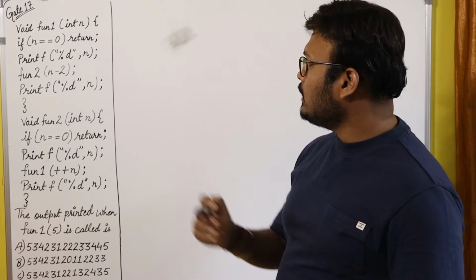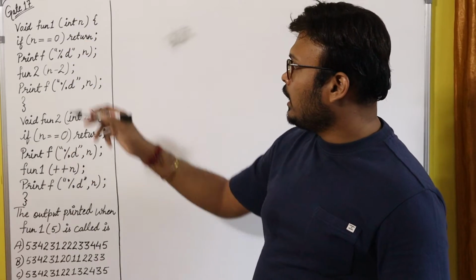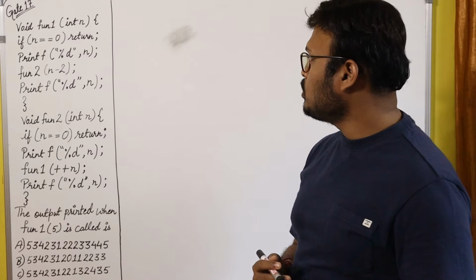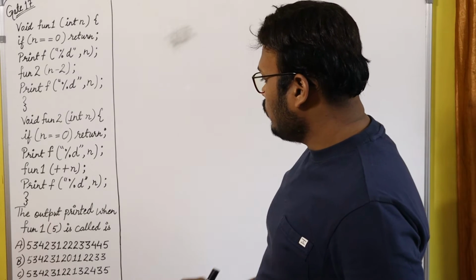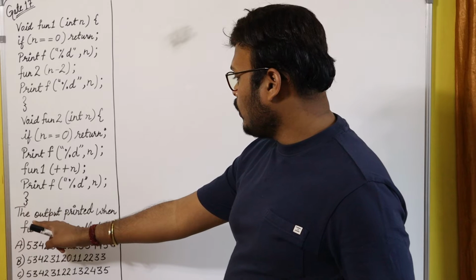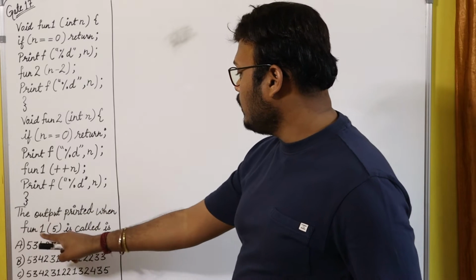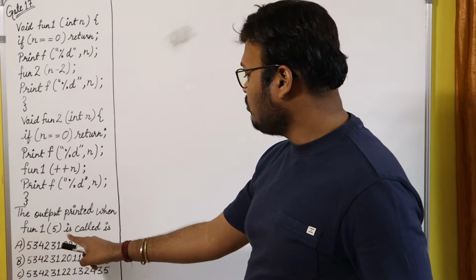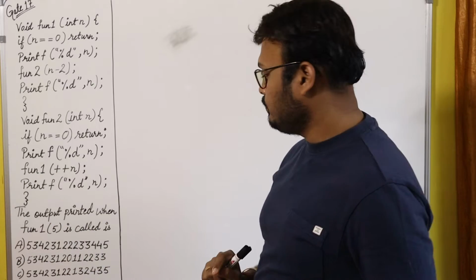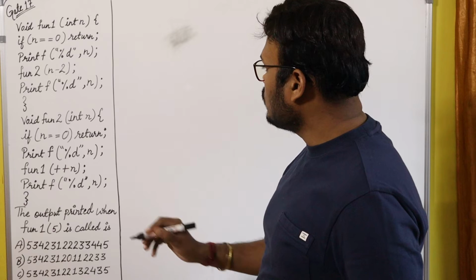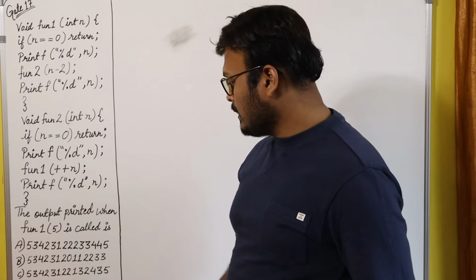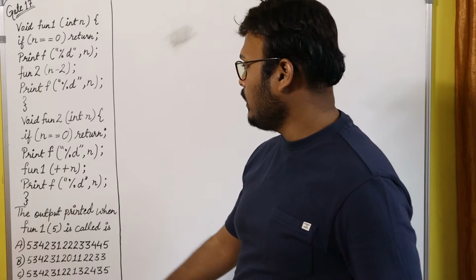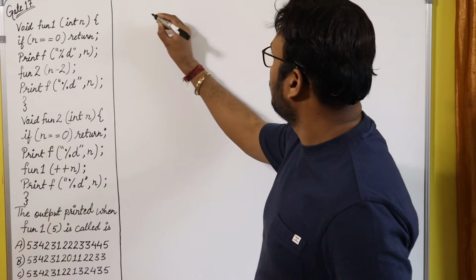Here you can see that two functions are there and each function is calling the other. So let me solve this. Here you can see what's written: the output printed when fun1, the name of the function, is called with fun1 of 5. Some options are not clearly visible, but don't worry, that's not required. So let's solve it.